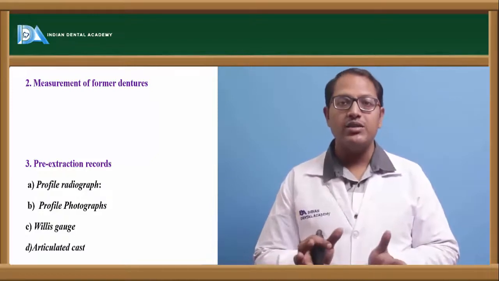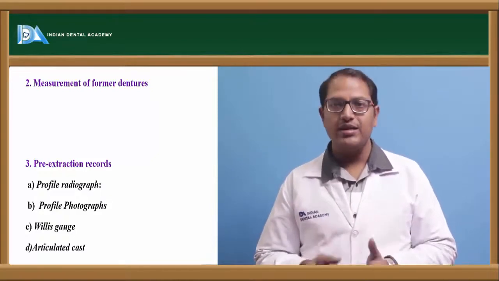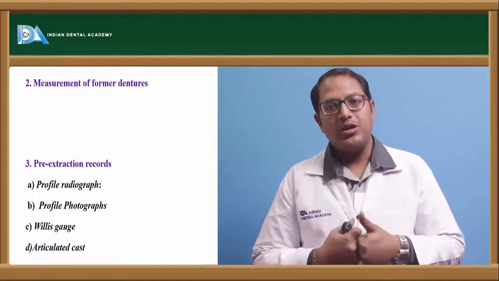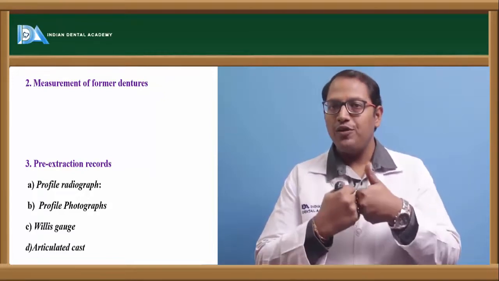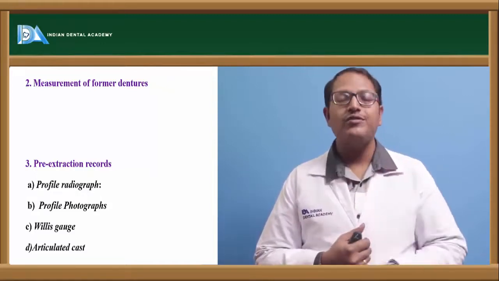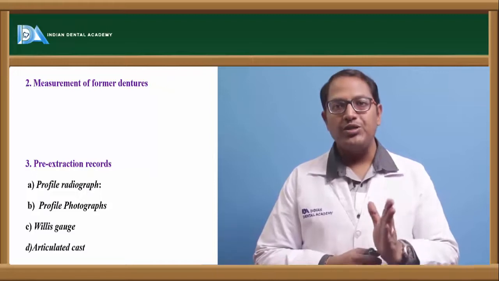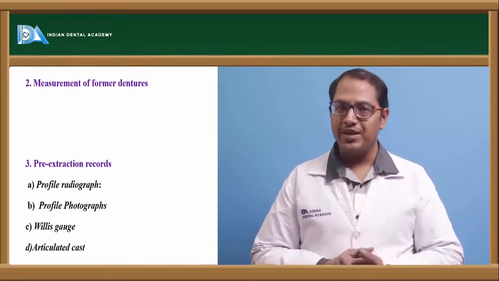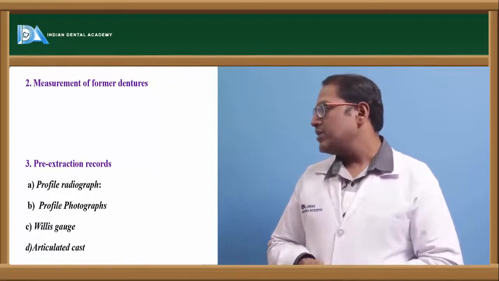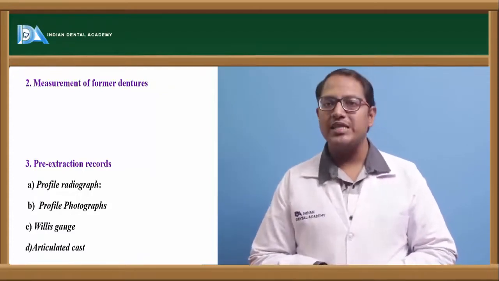You can never increase the vertical dimension more than what the patient had. You can never decrease the vertical dimension. The vertical dimension gets decreased because of the constant use and wearing of the denture. It can get more if your recording of vertical dimension is wrong, but you need to restore the old vertical dimension and never alter the vertical dimension present in the patient. So pre-extraction records also play a very important role.